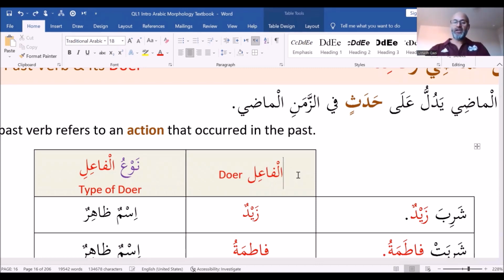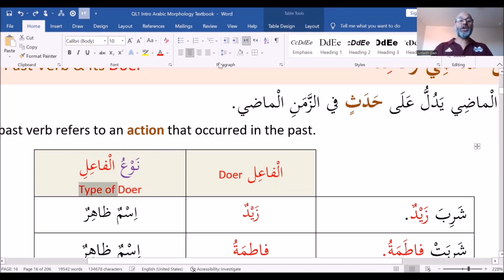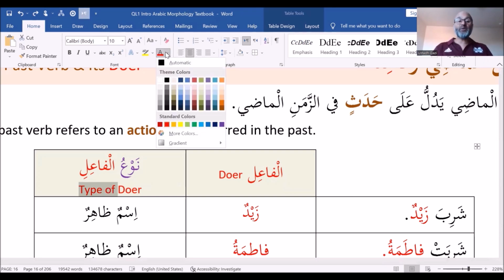Every fi'l, with some exceptions, such as kana, which will be dealt with in Unit 2. In Unit 1, we have only the regular fi'l. The average, normal, regular fi'l, which is the vast majority of the af'al, action verbs, will have a doer, al-fa'il, and we have to track and identify the type of doer. It's not enough to identify the doer. We also have to identify the type. What kind of doer is this?